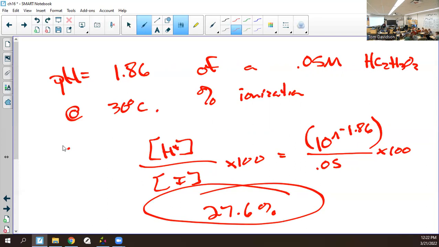But does anyone know on the street how to know that it should be sort of a bigger number? The low pH, good job, Tim. A low pH means a lot of H plus. The higher the H plus, the higher the percent ionization. All right, you do this.